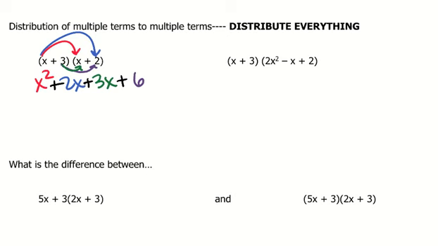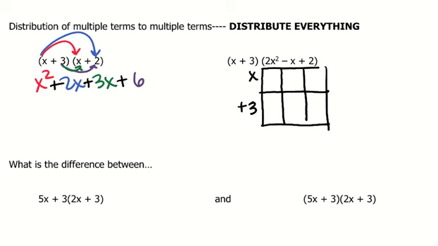Okay, so you got 2x squared, negative x, and 2. And then you're going to go down here, and you're going to have x, and then positive 3. And so x times 2x squared is 2x to the third. 2x squared times 3 is 6x squared. X times negative x is negative x squared. Negative x times 3 is negative 3x. X times 2 is 2x. 2 times 3 is 6.